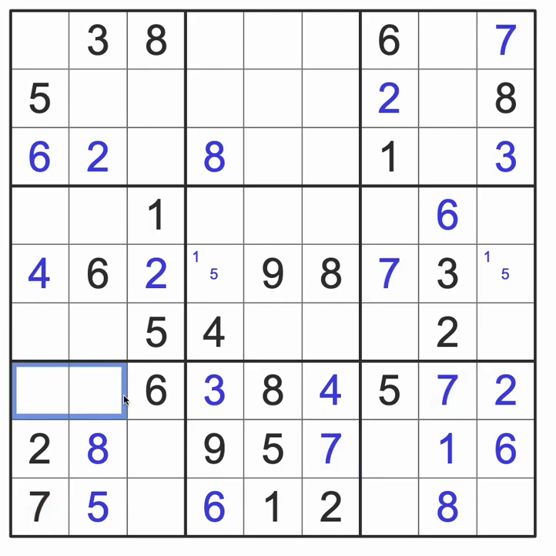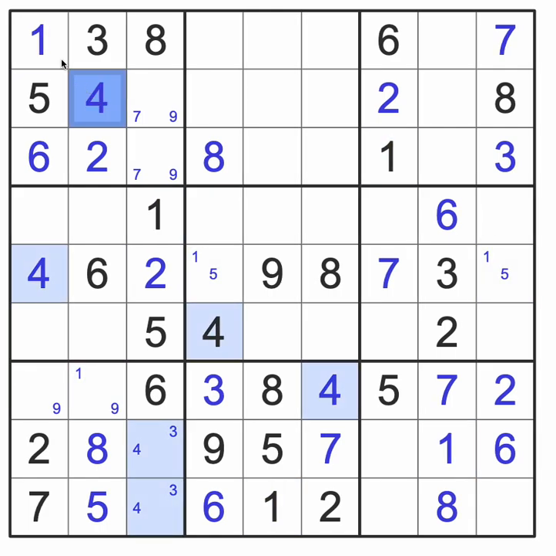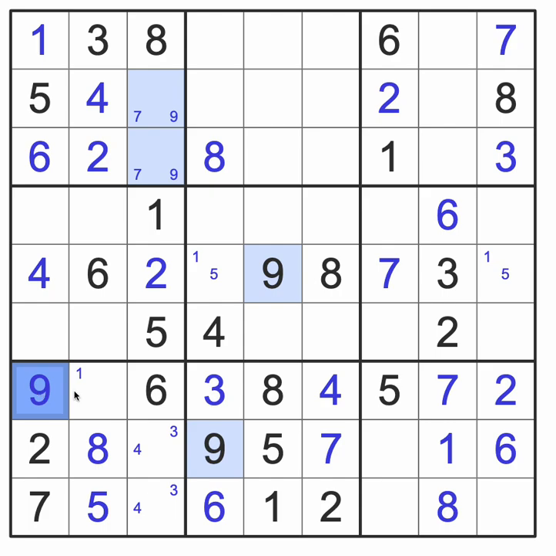Oh, and these 2 will be 1 and 9. Those are the numbers missing from this row, which gives me a 3, 4 double here. That gives me a 7, 9 double here, and it will give me a 1, 4 double. And here's 4, meaning this is 1 and this is 4, which gives me 9 and 1.